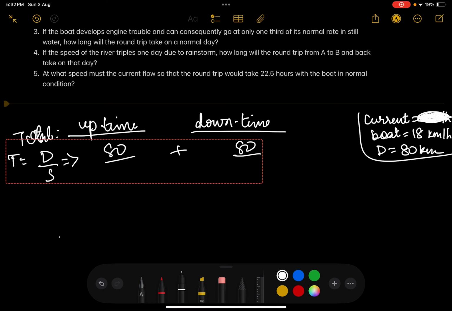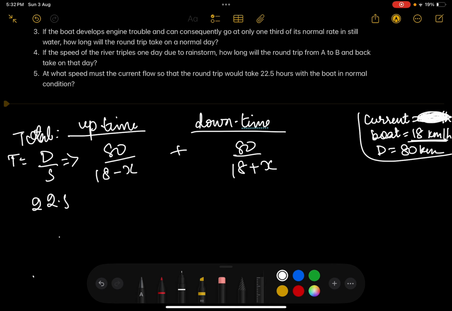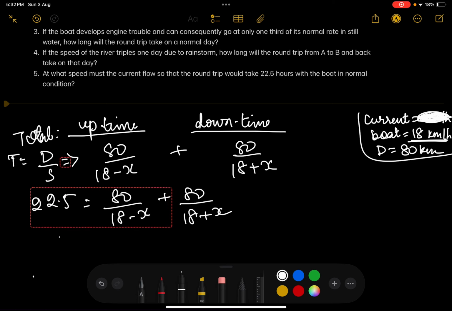Now what is the upstream speed? It is the difference, so 18 minus x. Downstream speed is 18 plus x, because we have the speed of the boat given, correct? This is an equation that will be formed, but equal to what? They have already given that it should take a total of 22.5 hours. Correct, we get this equation.